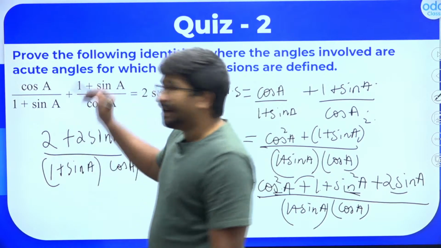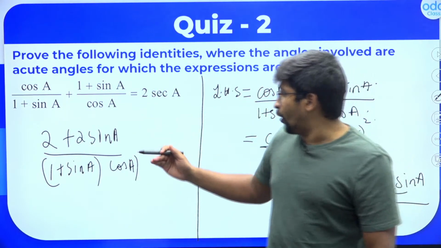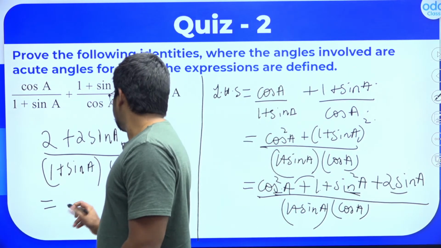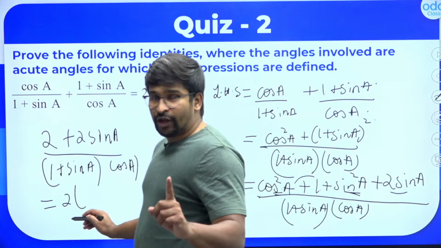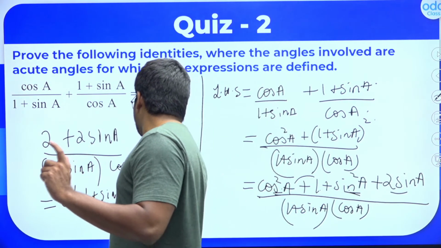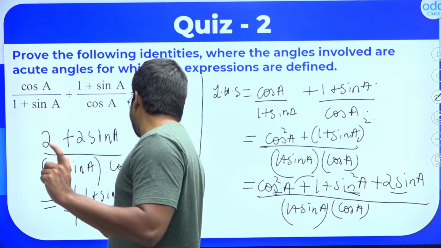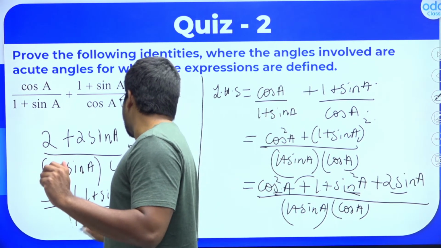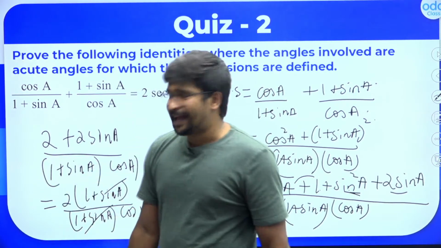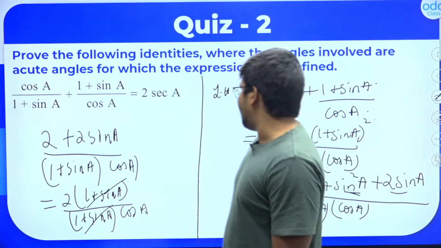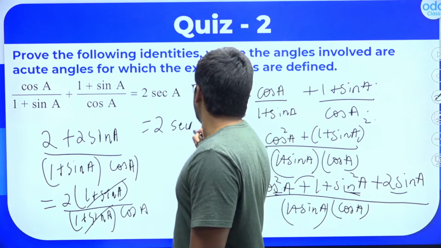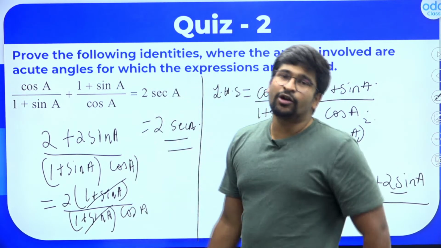Now let's do one thing. In the numerator, can I take a 2 common? When I take a 2 common, this will change to 2 times (1 plus sin A), divided by (1 plus sin A) into cos A. Yes or no? So (1 plus sin A) and (1 plus sin A) cancels off. What are we left with? 2 divided by cos A. What is 1 by cos A? It is cosec A, right? So it is 2 cosec A. So LHS is equal to RHS, hence proved.